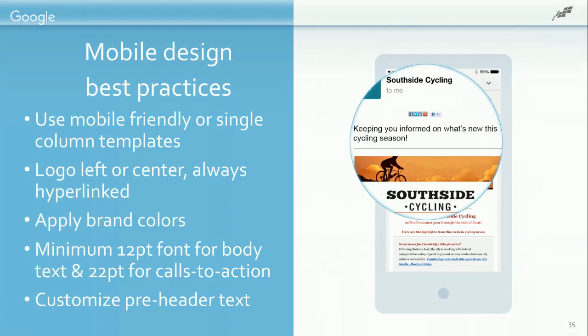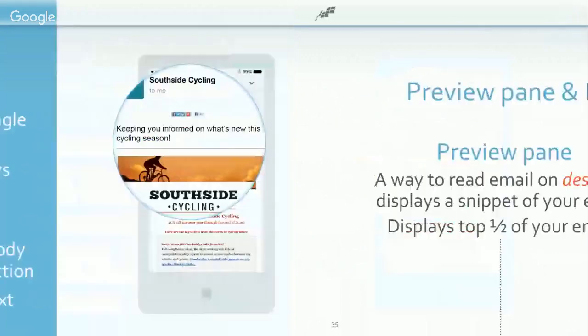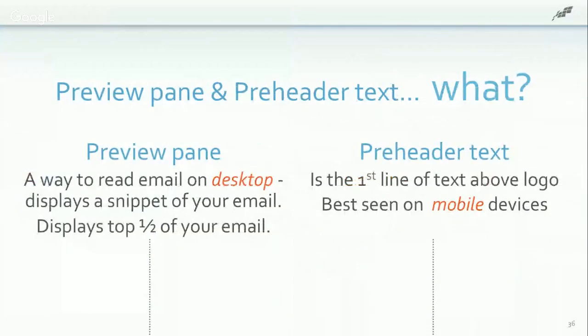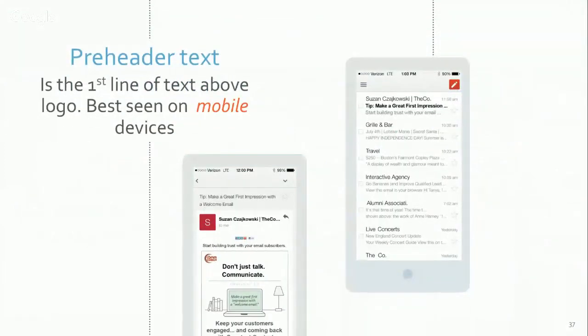Let me go into a little bit more on this preview pane thing. First, it's a way to read email on desktop. It displays a snippet of your email and it displays the top half of your email. But on pre-header for the first line on mobile, it's the text above the logo and best seen on mobile devices. So let me show you what that looks like.